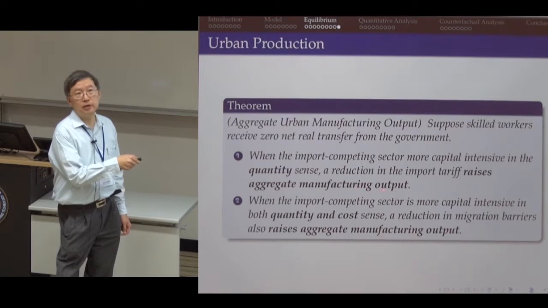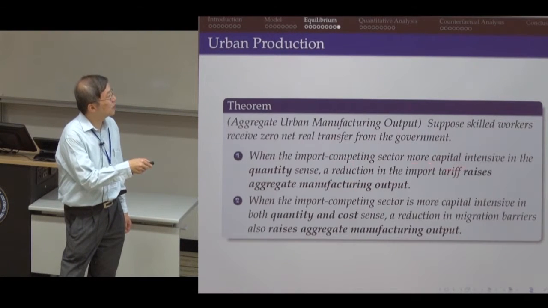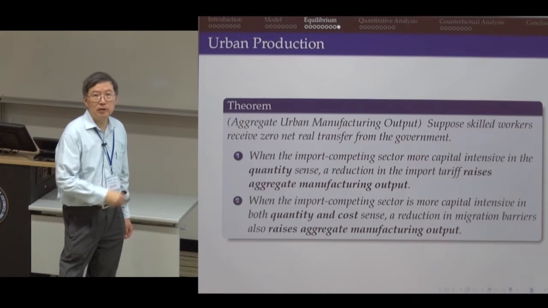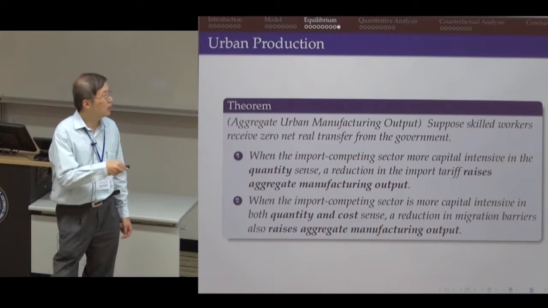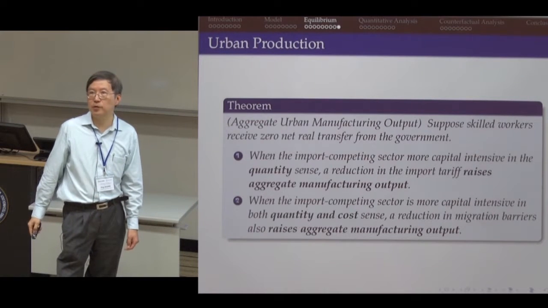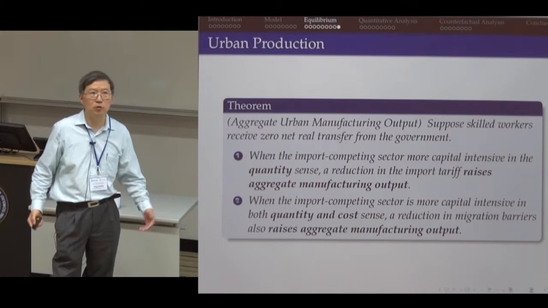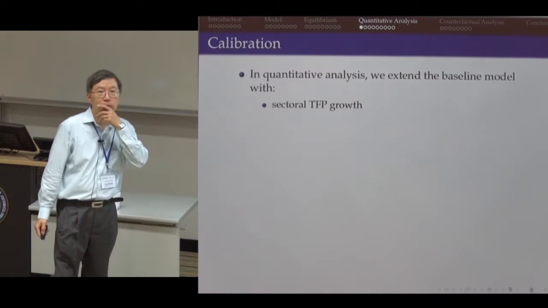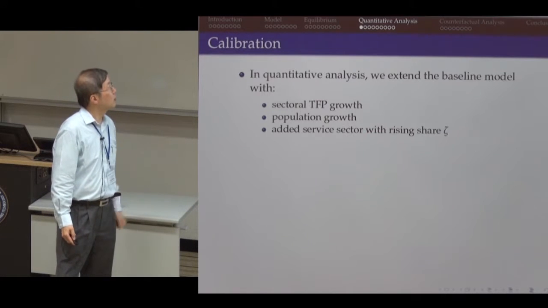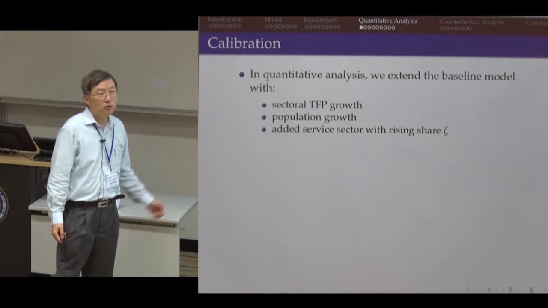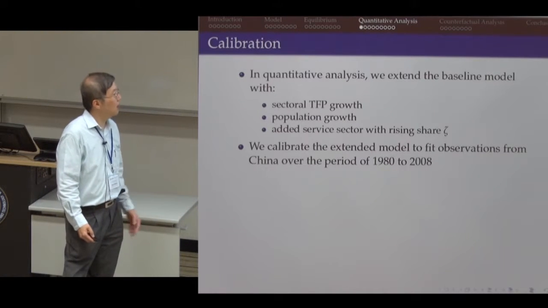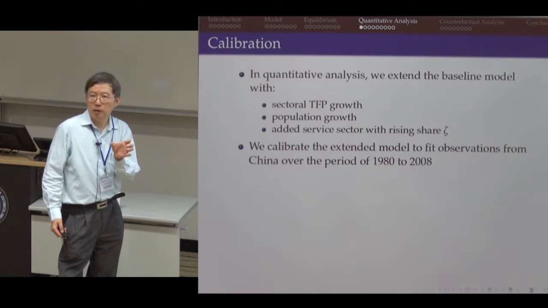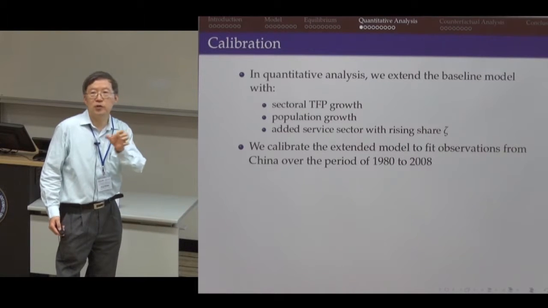Now, in terms of real GDP growth, it's very similar. In terms of the tariff result, tariff reduction will promote real GDP if we have capital intensity associated with the import competing sector. And if it is true in both the quantity and the cost sense, then a reduction in migration barriers will also promote real GDP. So how important they are is totally quantitative. We are going to calibrate to match sectoral TFP and population growth, and will allow for the service sector to be there. So far, we don't have a service sector, but we allow the service sector to be proportional to the manufacturing sector. But this proportion may change across different regions.